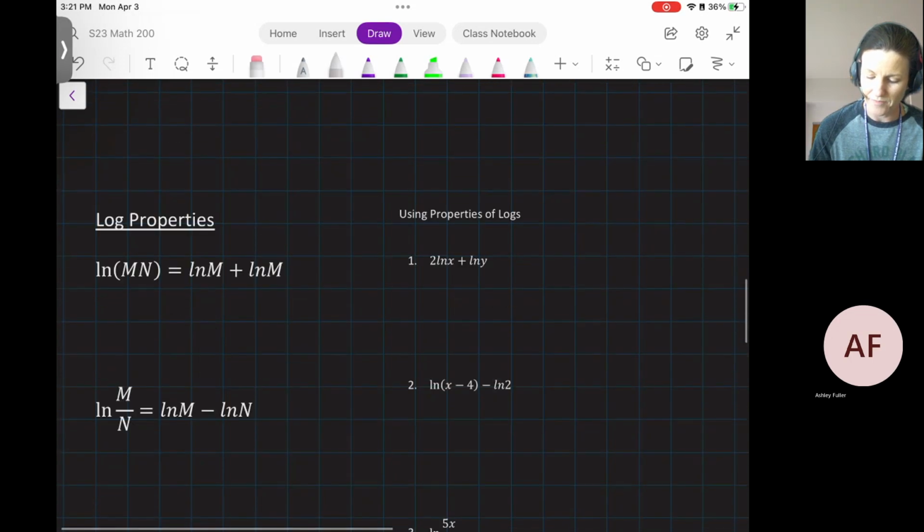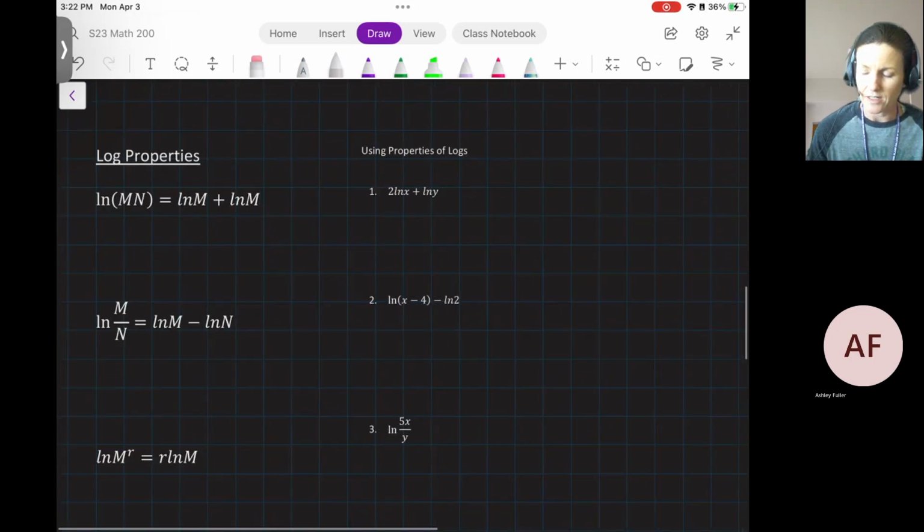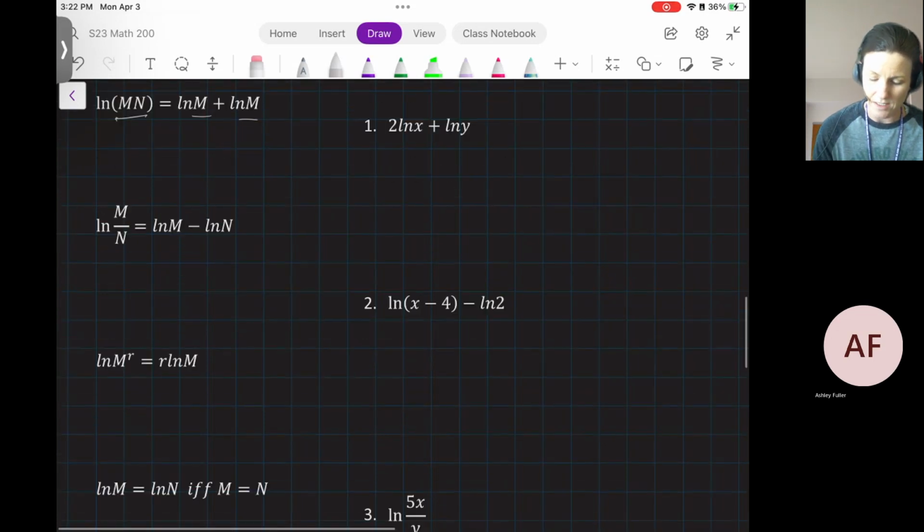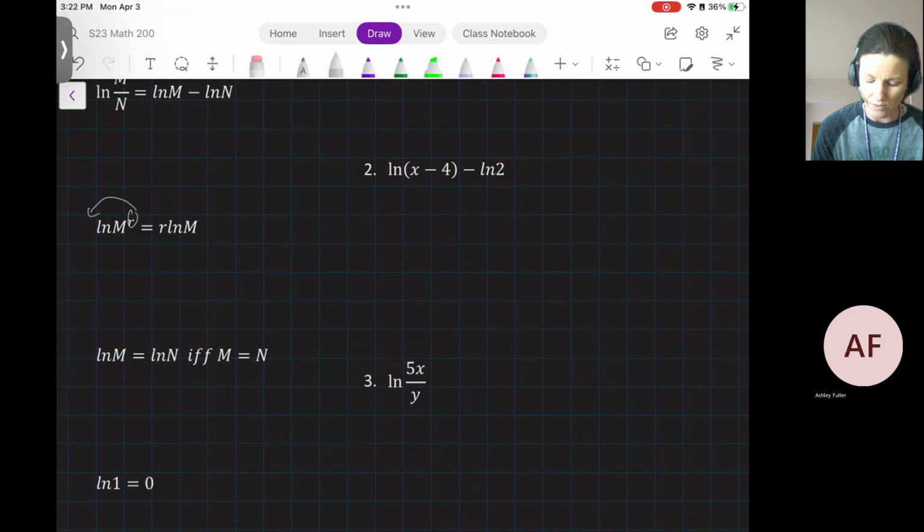My apologies for that. The last thing I want to point out here is the concept of log properties, and then we're going to use these to change the expressions here. These log properties, hopefully you can recognize, relate directly to the concept of exponents. When we multiply two things, we take the sum of the logs. When we divide, we subtract. The exponent creates a power that we can bring out front. If two logs are equal, then their values are equal.